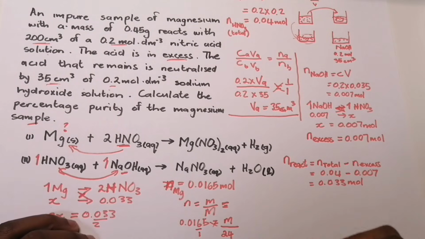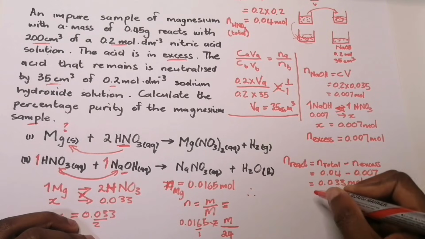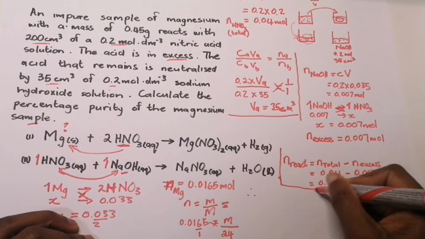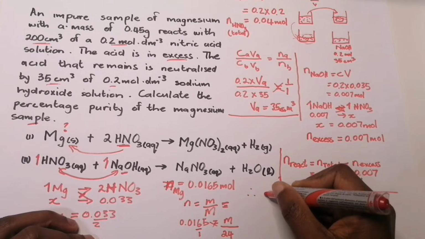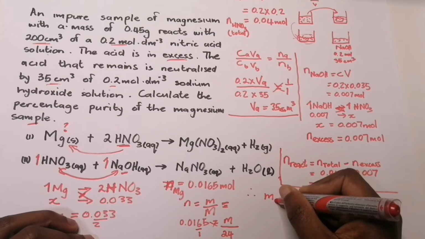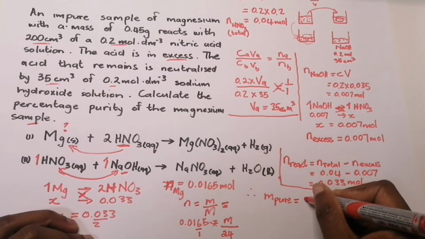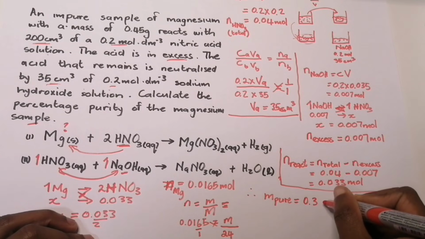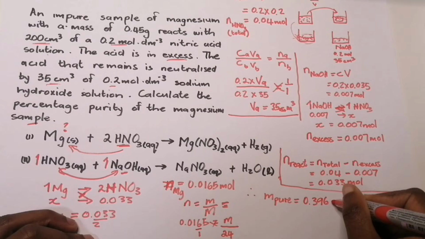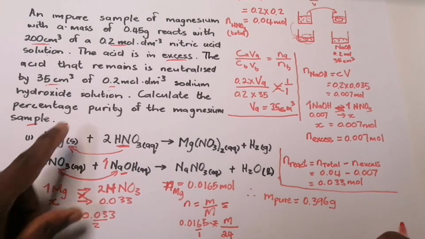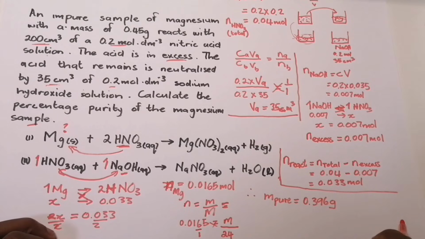So that's 0.396. So therefore, it means the mass of pure magnesium is 0.396 grams. Remember, what did they want us to determine? The percentage purity. I'm sure you can see it by now, ladies and gents.